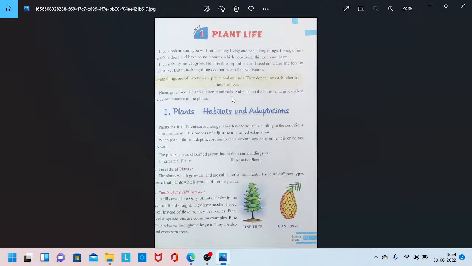Some plants grow in water. Some plants grow on land without water. Likewise, they get adapted to the environment and they grow. Okay children, so let us see, when plants fail to adapt according to the surroundings, they either die or do not grow well, isn't it children?